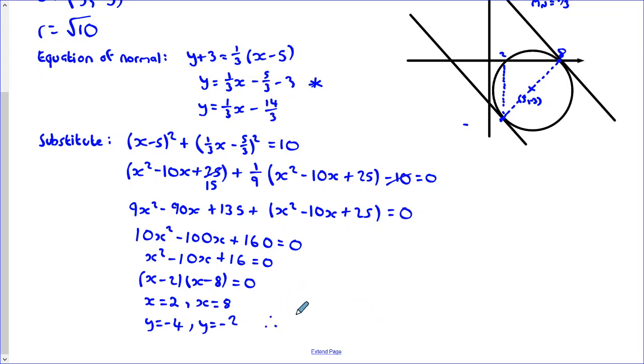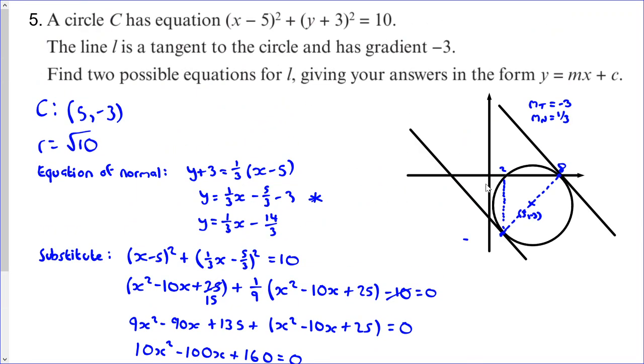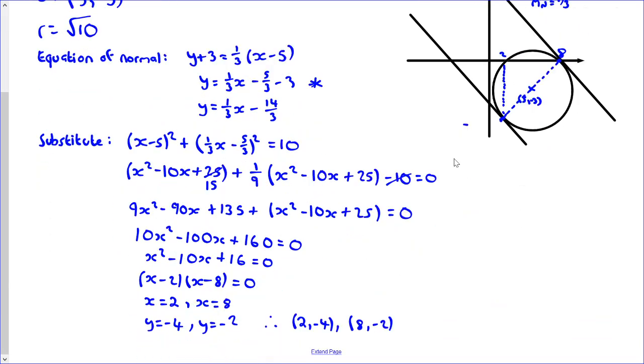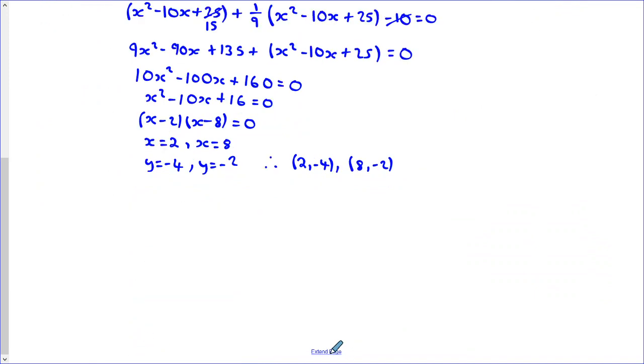So I've got the coordinates 2, minus 4, and 8, minus 2. So those are the coordinates where the tangents that I'm after intersect with the circle. So those are coordinates on the tangents. I've got the gradient of the tangent. We were given that in the question. Okay, mt is negative 3. So all that's left to do is use y minus y1.